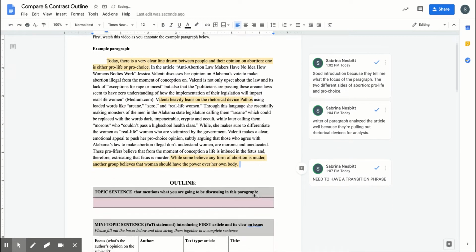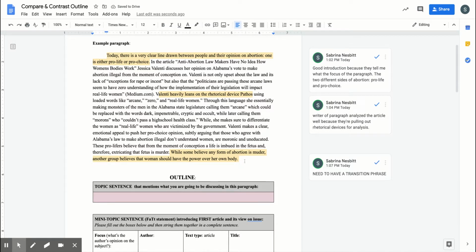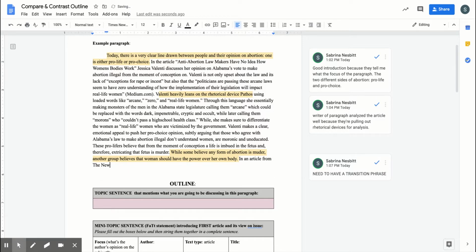And then this would be the time where you would put in a new kind of mini topic sentence. So, in an article from the New York Times or the New Yorker, whatever source you choose, and then you would insert more information, you would put the quote, you would talk about how that quote presents the other side of the issue, and then you would just conclude it.